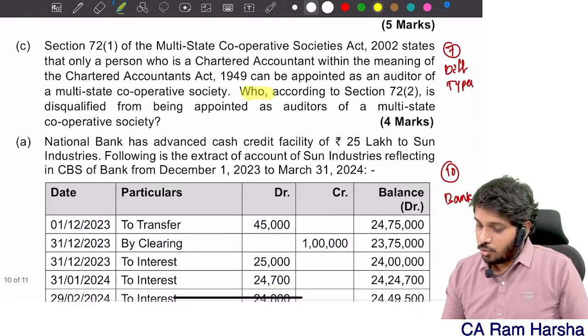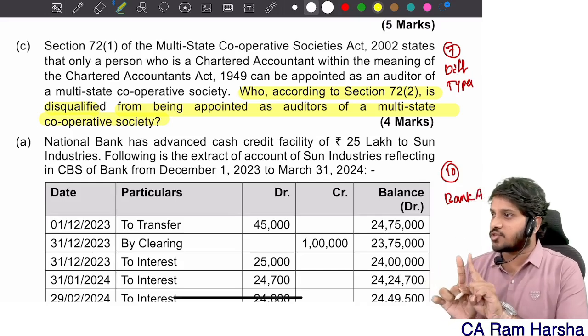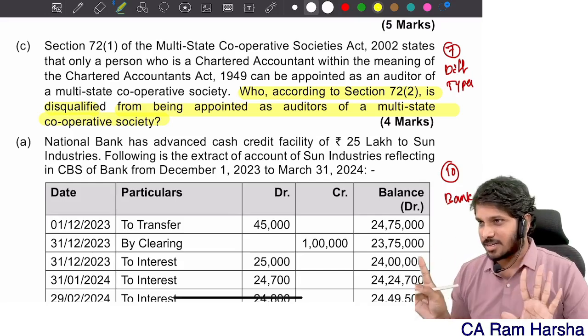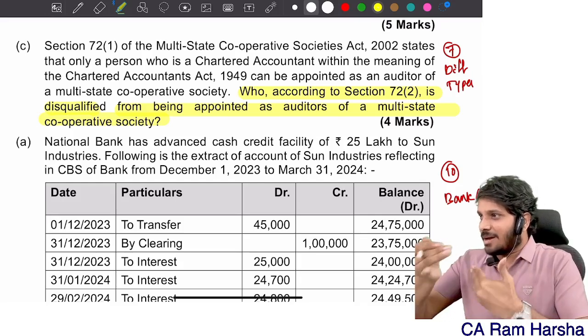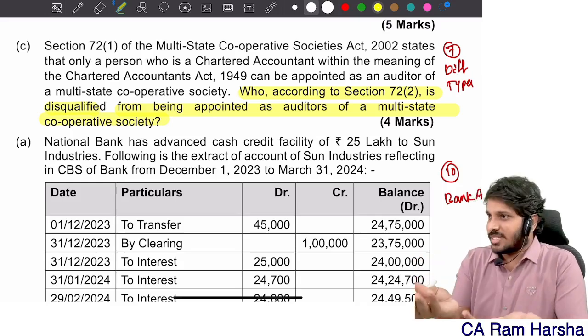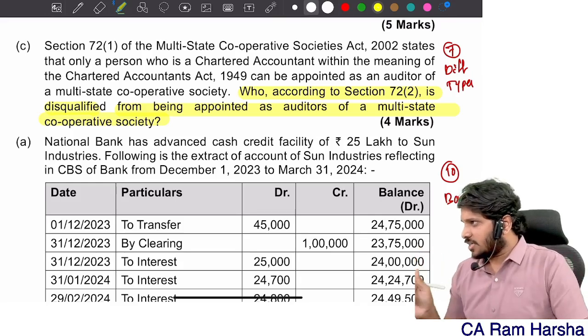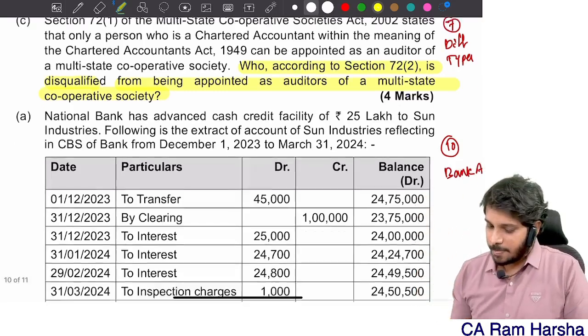Section 72: who, according to section 72, is disqualified from being appointed as auditor of a multi-state society? This is a straight question, disqualification of a multi-state society's auditor. I'm not covering it. Indebtedness of more than 1,000, an officer of the society, an employee of the society, an auditor who has relatives in the society, all these we should not appoint. Disqualifications of a multi-state cooperative society's auditor, a straight question.